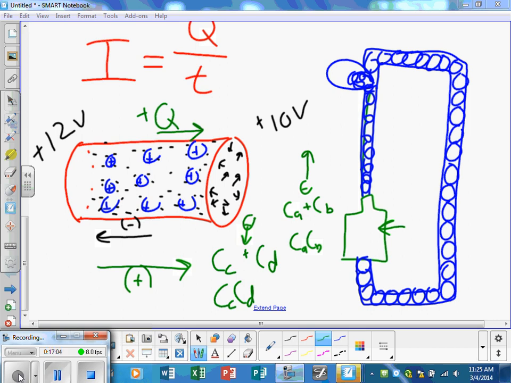So what happens then is charge, and we're going to talk about the positive flow, okay? So charge gets moved out of the battery. What happens to this charge?